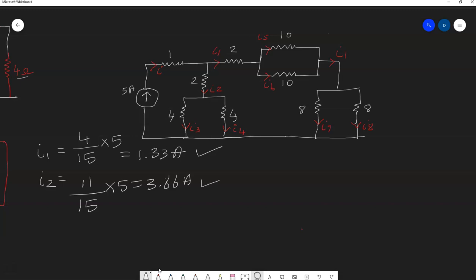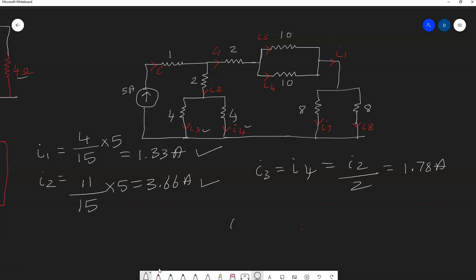Now you have to find the remaining currents. So first we'll try the currents I3 and I4. Because the resistances are the same, I3 will be the same as I4, so the current I3 or I4 will be the current I2 divided by 2, because they are equal resistances, they divide by 2. So this will get something around say 1.78 amps. So you are able to find this and that.